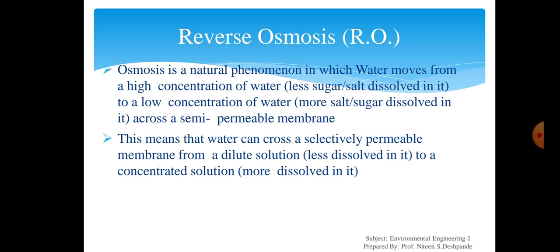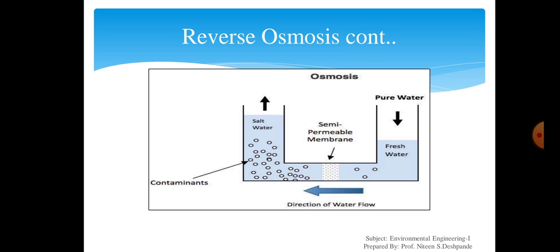from a dilute solution, which has less dissolved in it, to a concentrated solution, which has more dissolved in it. So this is called osmosis, and the reverse of osmosis is called the reverse osmosis process. Here is the diagram by which the reverse osmosis concept can be made very clear. You can see on the left side there is salt water and on the right side there is fresh water, and between these two types of water there is a semi-permeable membrane.